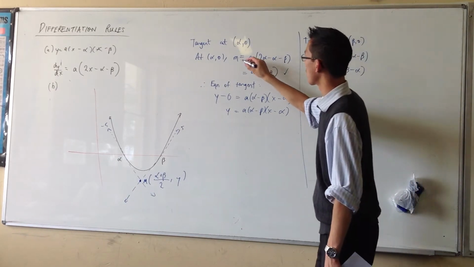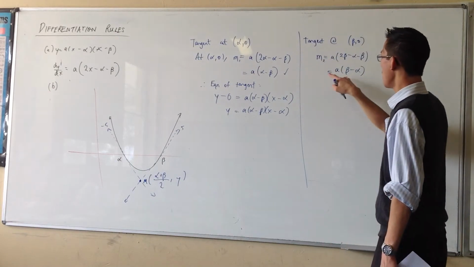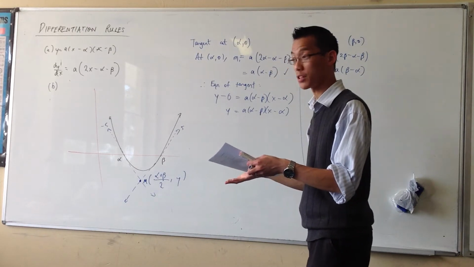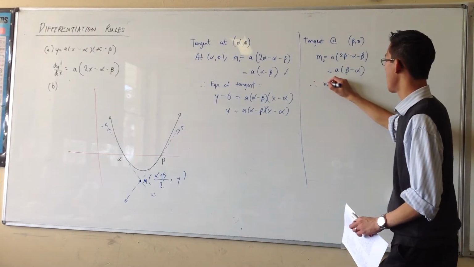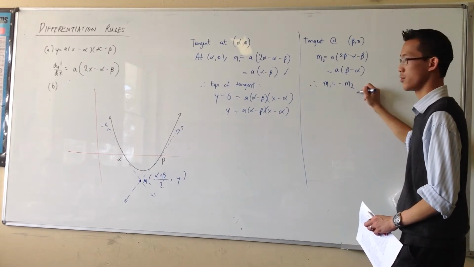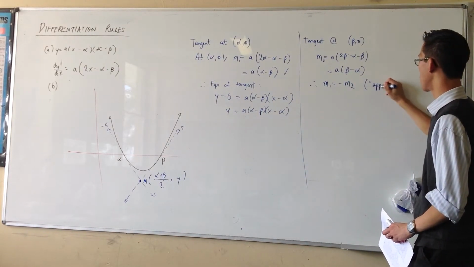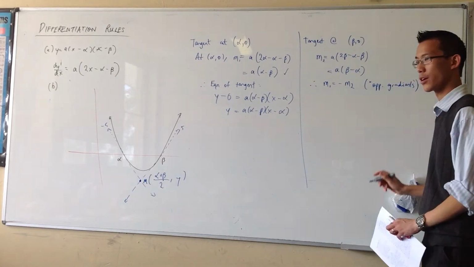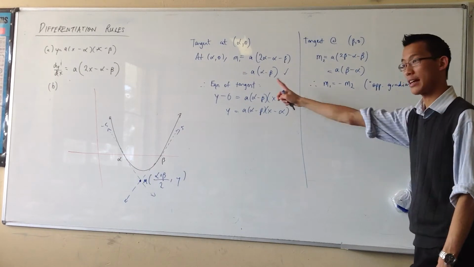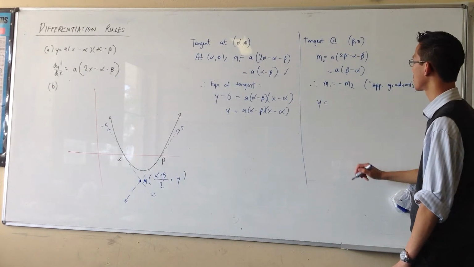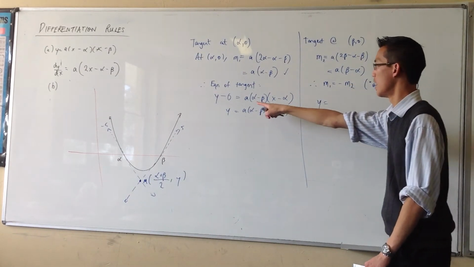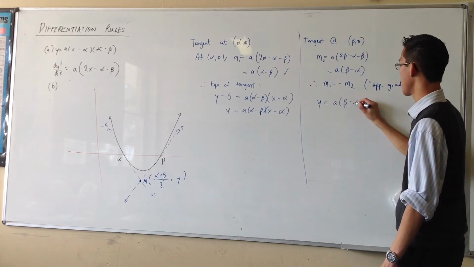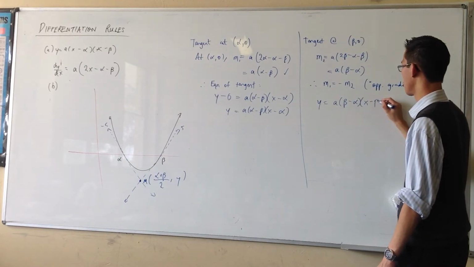If you like, I can call this gradient 1 and gradient 2. You can see one is the opposite of the other. That's what they mean by opposite gradients. So I can say here m1 is equal to negative m2. All right, next step, let's work out the equation. It's going to be y equals, and because it's so similar, again I'm going to get minus 0 over there. So I've got beta minus alpha, times x minus beta.